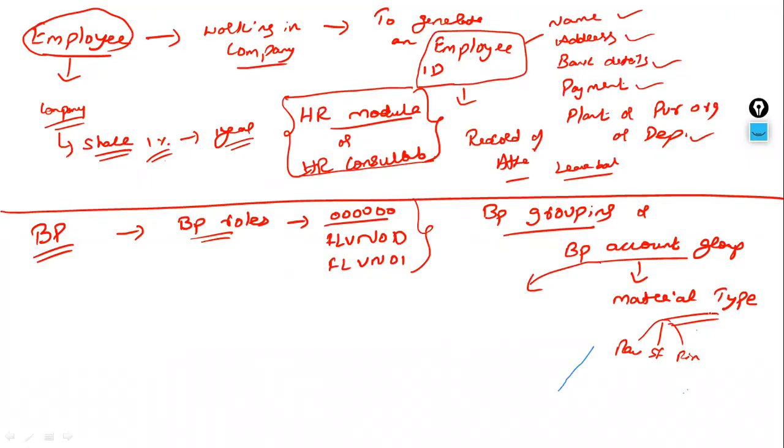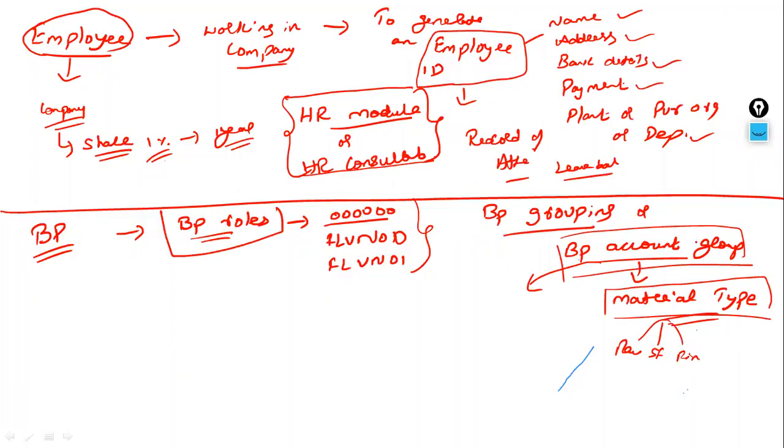You can understand that material type and BP account group are the same, but in the material concept, you take it as a material type. In the business partner concept, we take it as a business partner account group. Okay, this is one terminology: BP roles, BP account group.